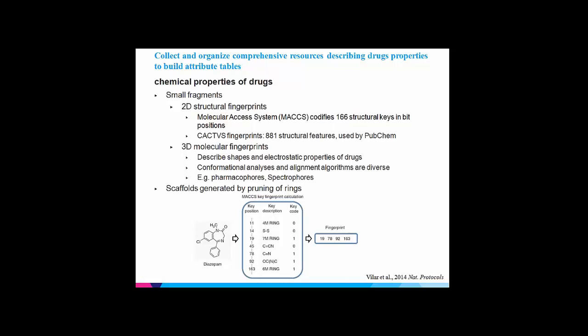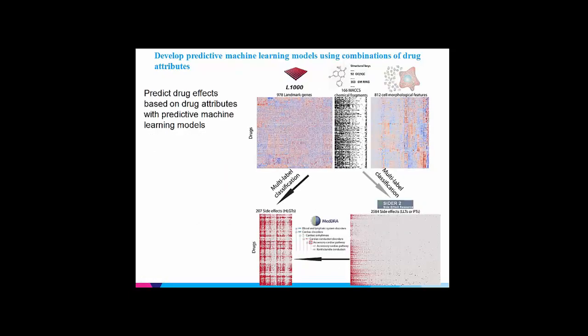Actually, my question is that because you have 2D, you have 166 structural keys. In your, let's say 881 structural keys, so you almost have 1,000, right? Then you have the 3D fingerprints. And so when you combine all together, do we have over 1,000? Oh, I didn't actually use all of these. So my chemical features are only the 166 MACCS fingerprints. So the vector here is only 166. I didn't combine them all. Oh, okay, okay.